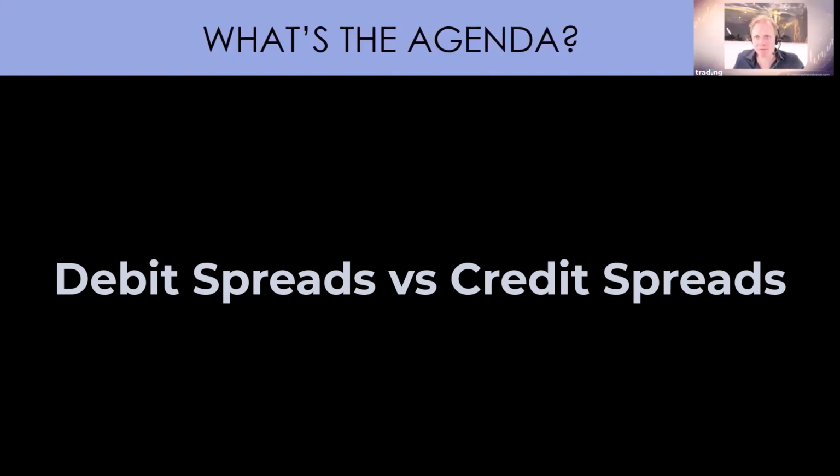Debit spreads versus credit spreads. These are two option strategies which are actually quite similar when it comes to the profit and loss diagram, but they have distinct advantages and disadvantages in market conditions. And what these are, we're going to discover today.